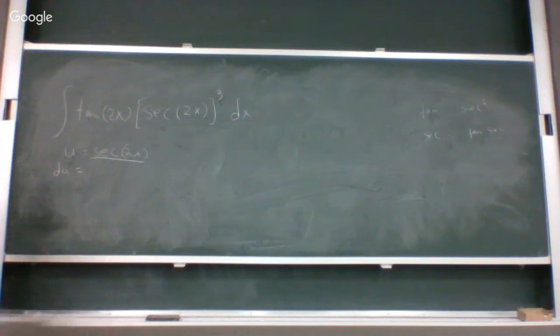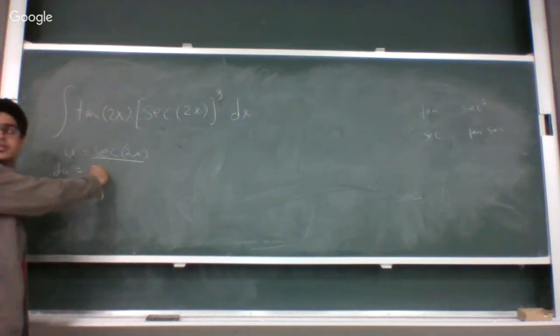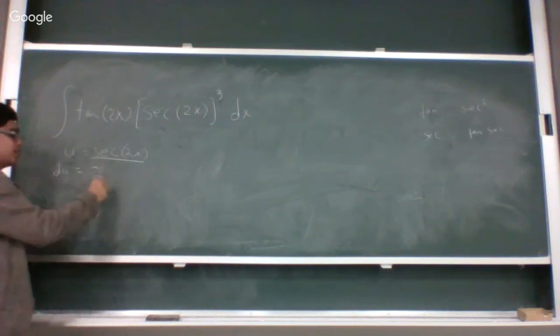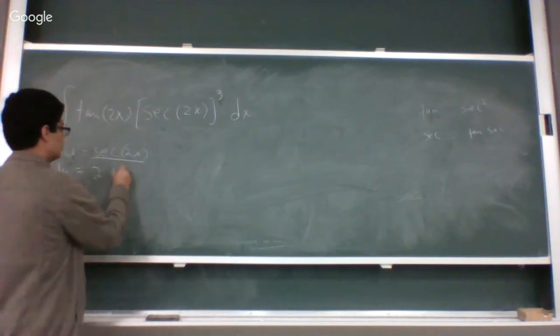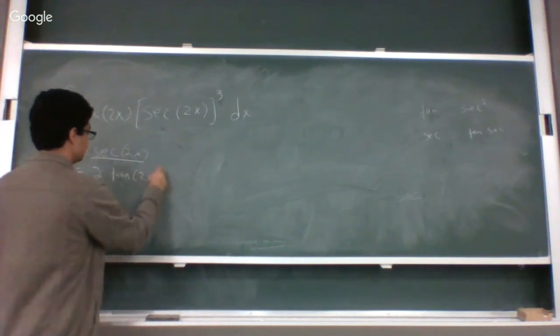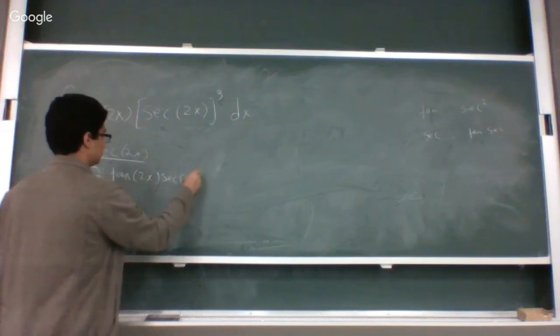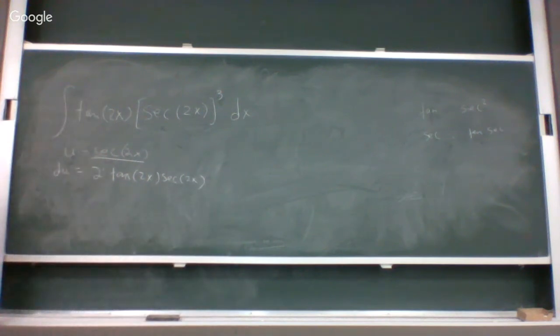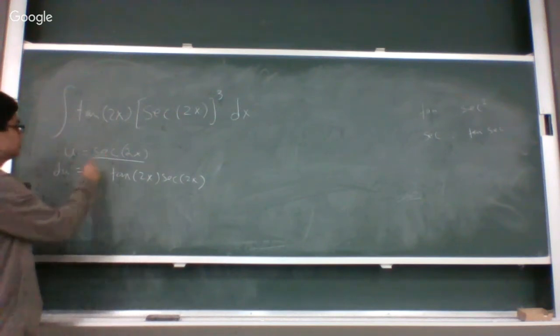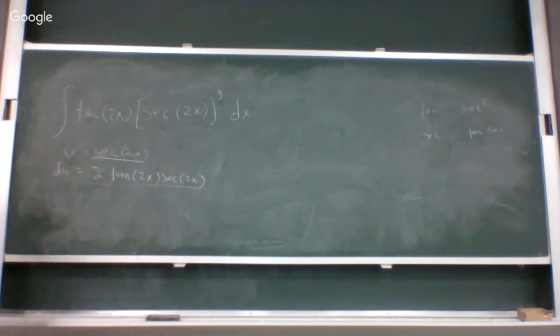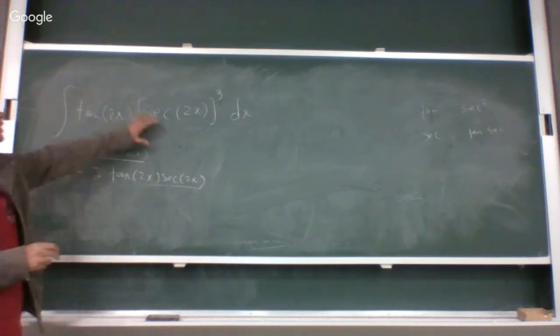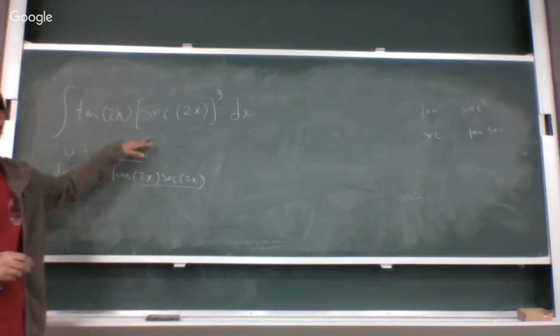What's the derivative of secant of 2x? 2 times, remember. That's what you were saying with u making 2x, but we can handle that. So we have a u and we have this du. The next step is to try to find a du in this problem and a u.